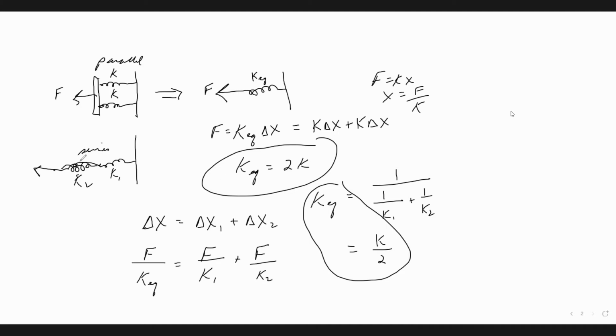Well, in the series situation, my equivalent K is 1/2 K. So that means F equals K over 2 delta x. For the parallel situation, F equals 2K delta x. For the same delta x, which of these two is the greater force? Oh, the parallel. Right, so the parallel is stiffer.